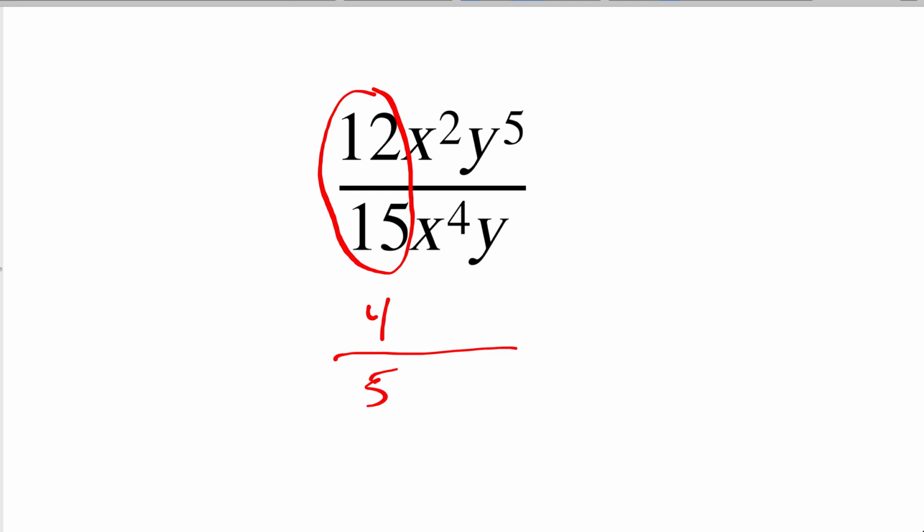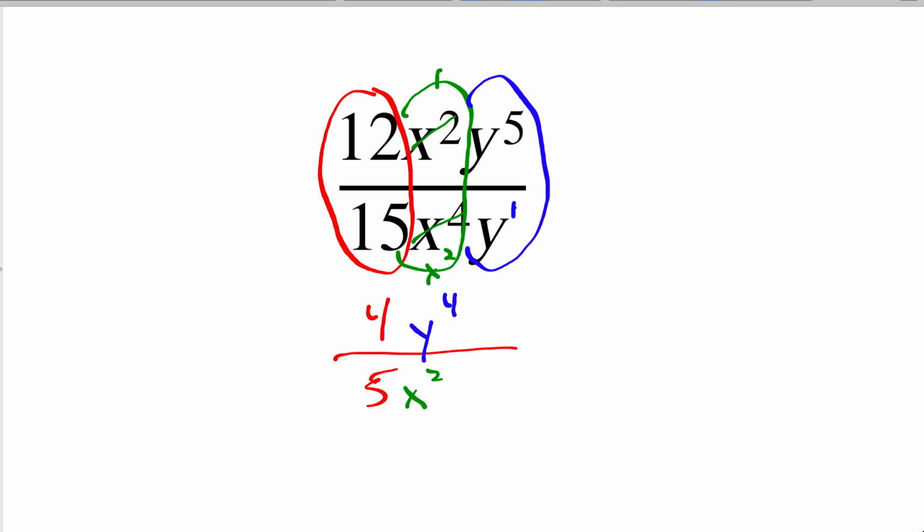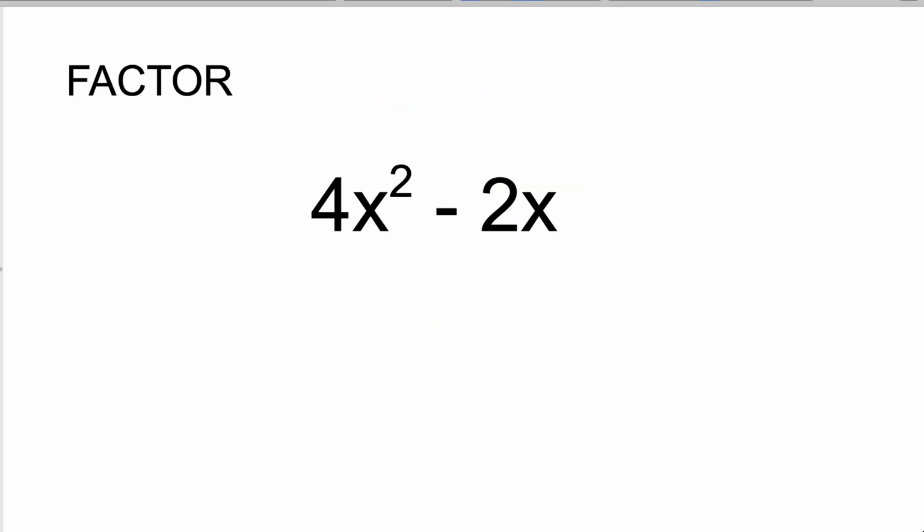Then I take the next part, which is the x's, and I have x to the 4th and x squared. Well, there's 2 more x's down here on the bottom, so the x squared goes on the bottom. And then I'm going to take the y's, and remember there's a y to the 1st, so I have a y to the 5th over y, which gives me a y to the 4th, but that's on top because there's more y's on top. Remember, where there's more x's or y's or z's or whatever variable it is, that's where they end up, either the numerator or the denominator.